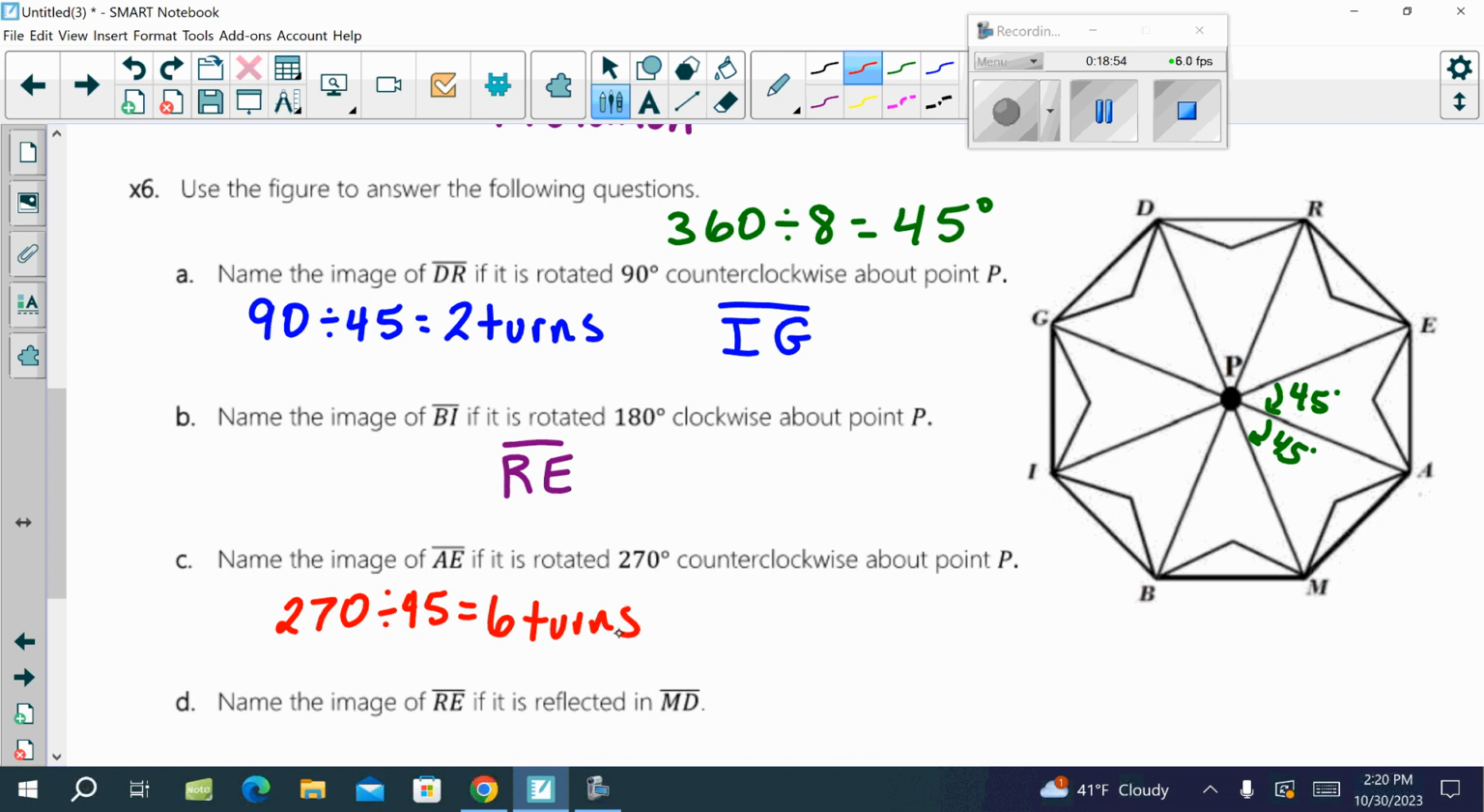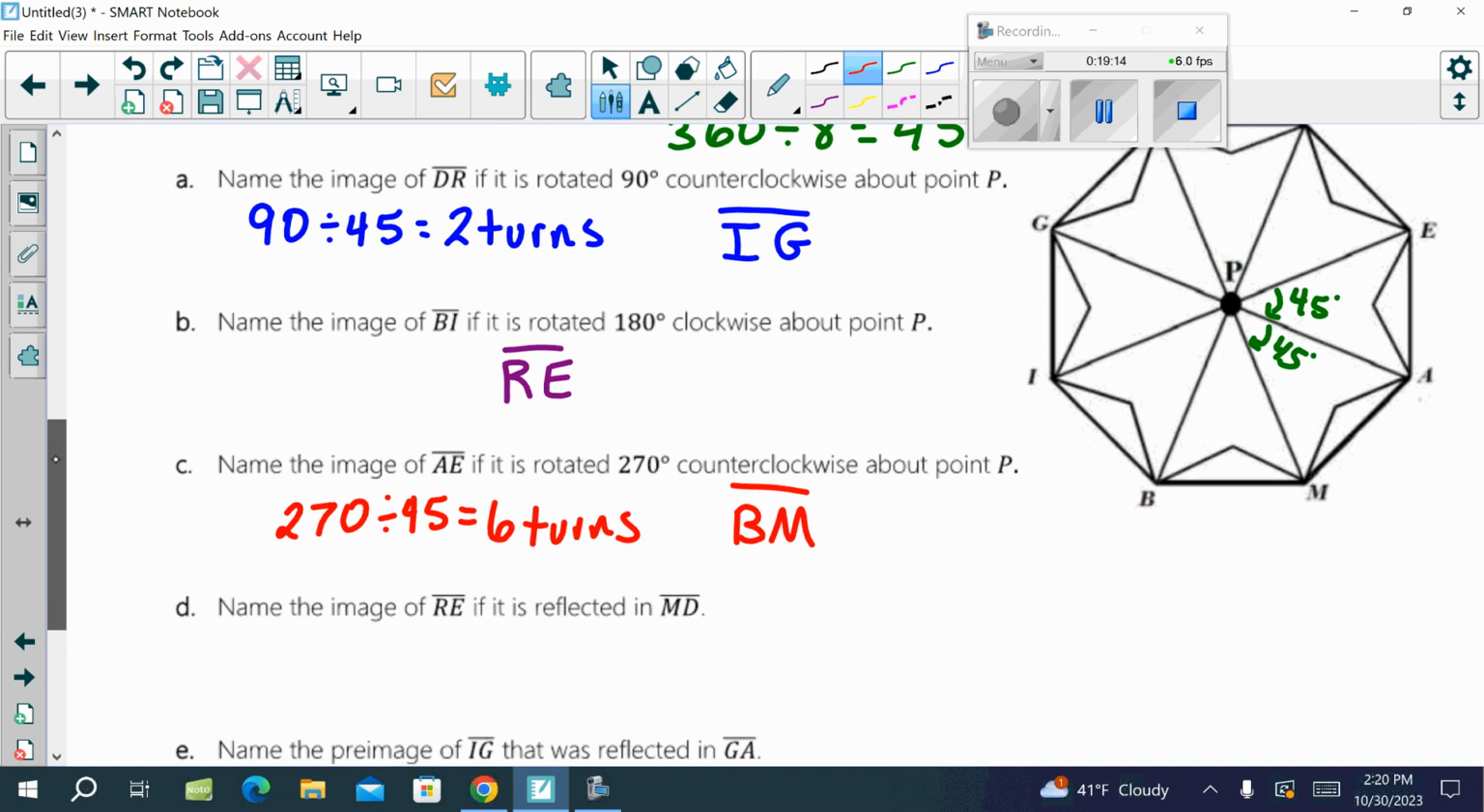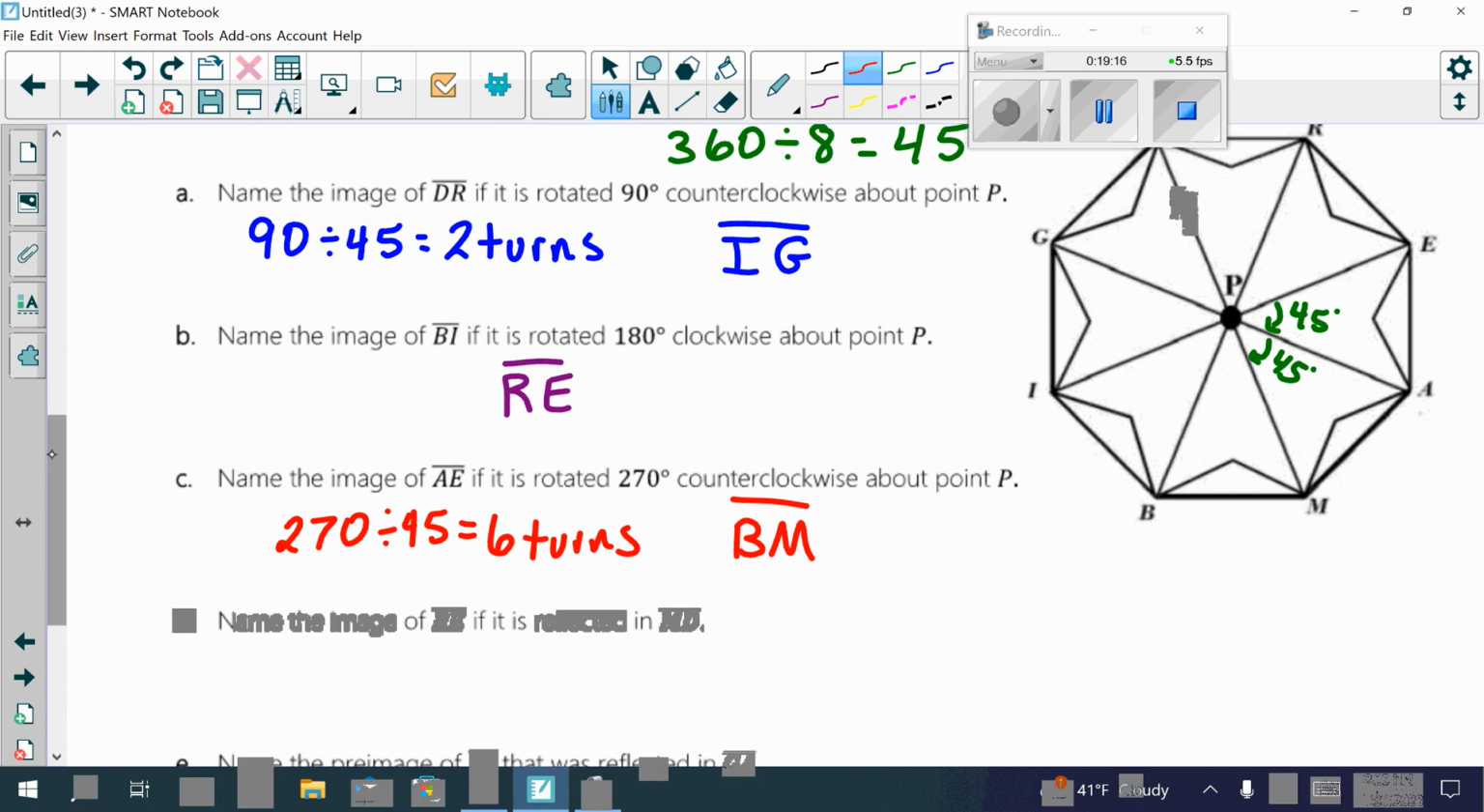So we're going counterclockwise. So AE, we're starting here, going to the left. 1, 2, 3, 4, 5, 6. Where do we end up? BM. Any questions there? All right, reflections. Would you say clockwise? Counterclockwise. Counterclockwise.